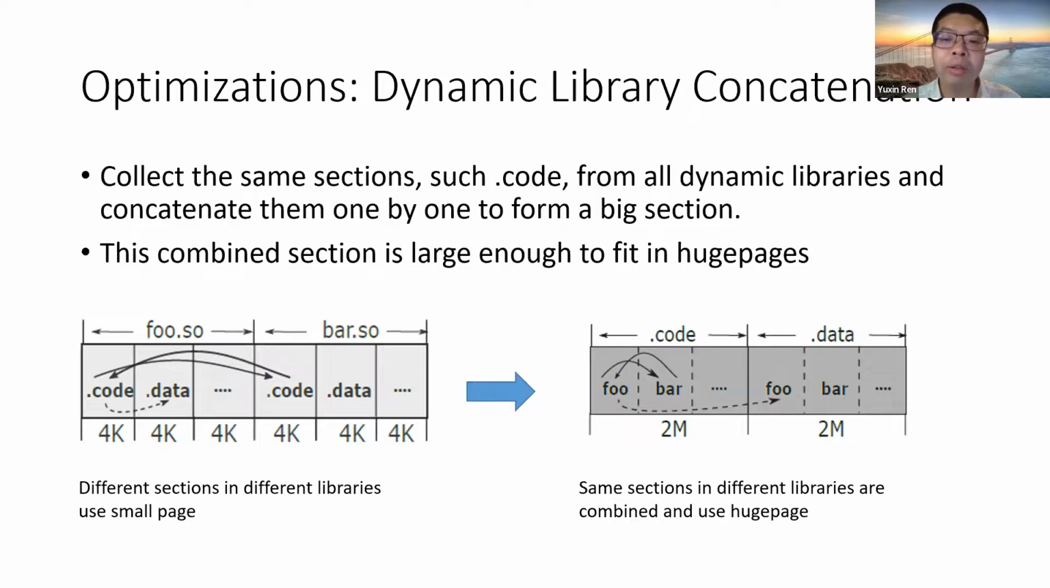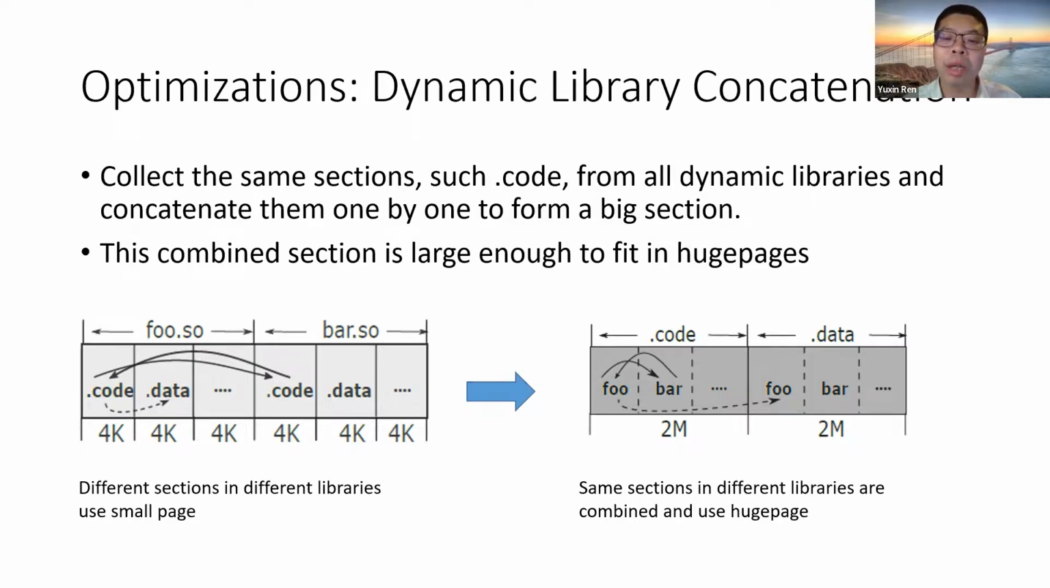The first one is called dynamic library concatenation. The purpose of this optimization is to efficiently leverage huge pages in modern hardware to reduce TLB miss. At a high level, this approach collects the same sections from all dynamic libraries and concatenates them one by one to form a big section, and then places the combined section in huge pages.